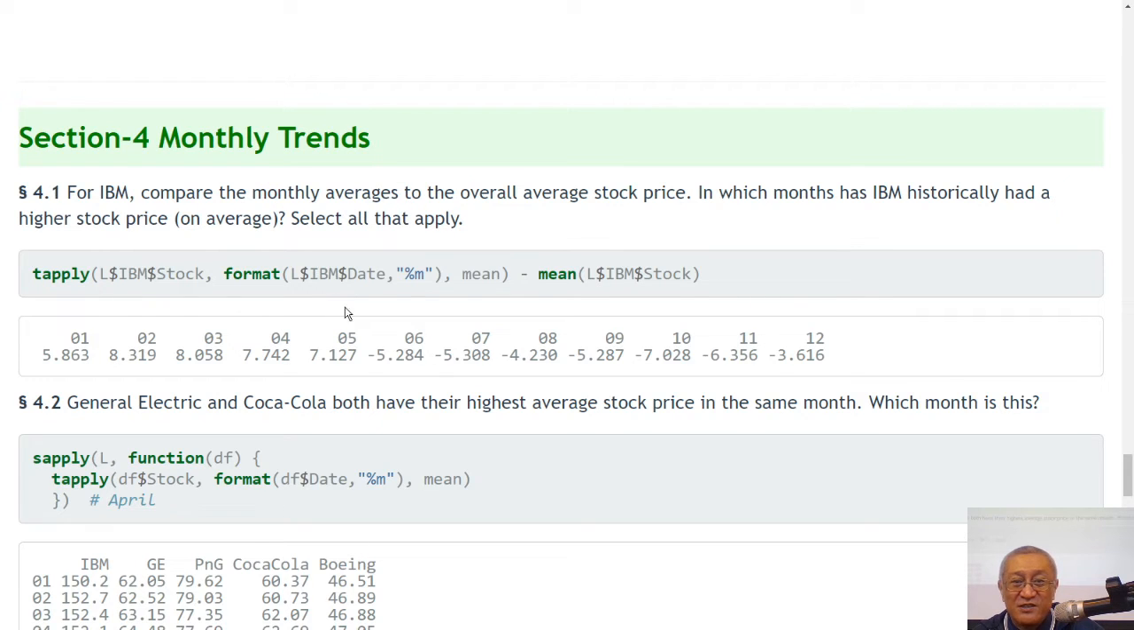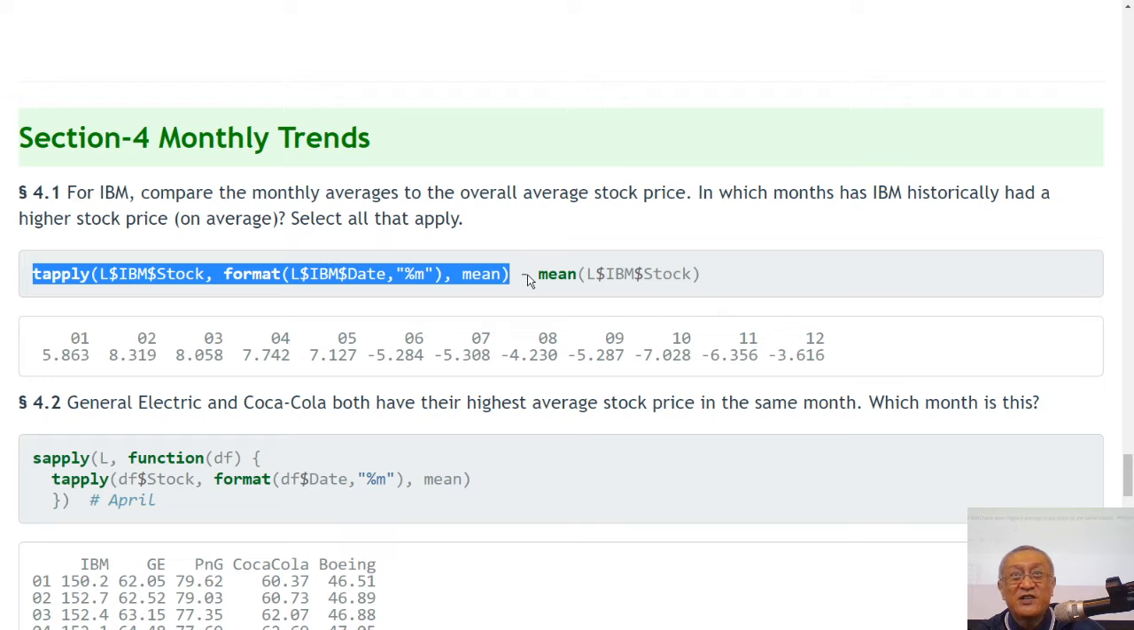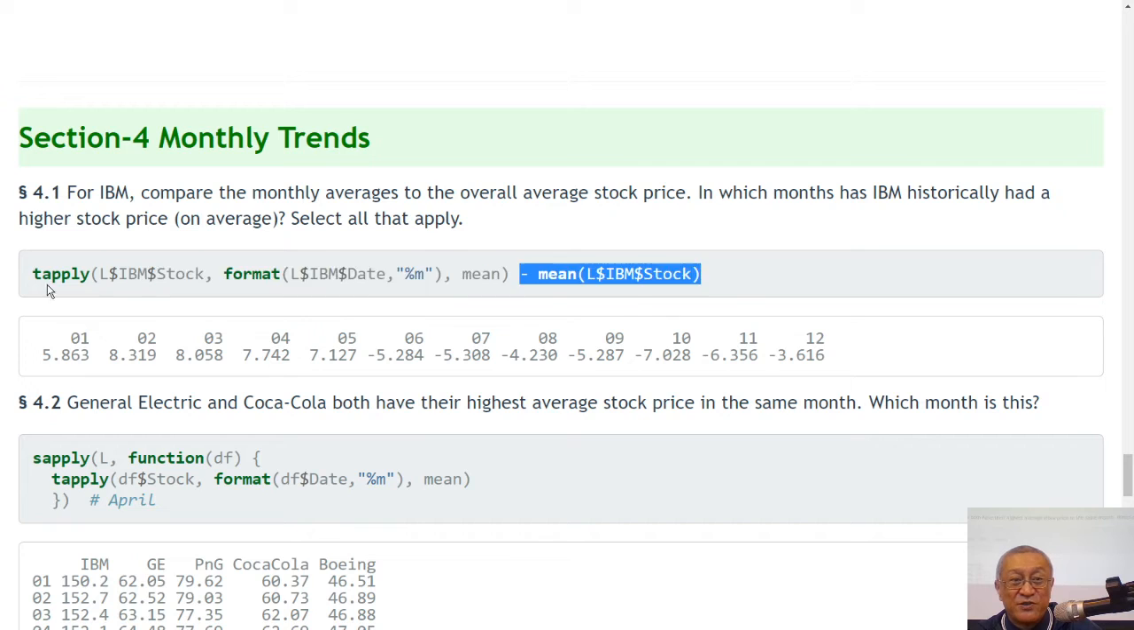Now, if you want to see the monthly average, then you want to do the average of stock price by months, isn't it? We have done this already, right? So this expression would actually generate a monthly average stock price, right? So we generate the monthly average and we subtract the overall average from it. So whatever is positive is above average. The month is above the overall, and whatever is negative, that month is below the average, right?